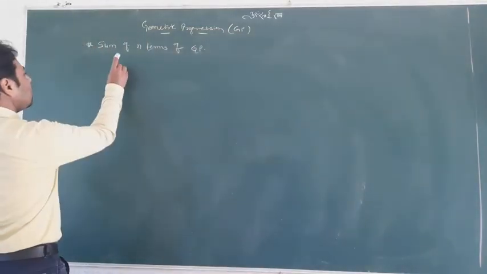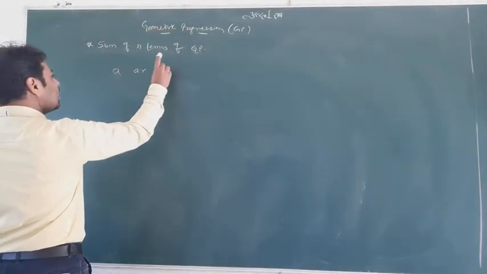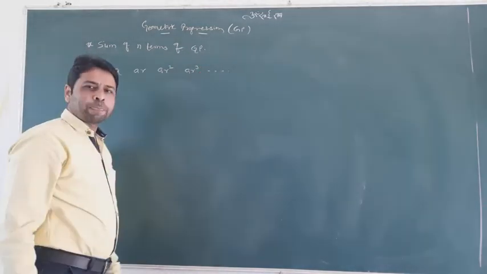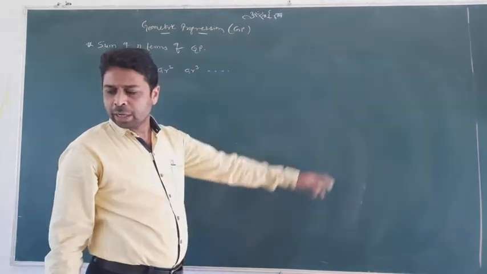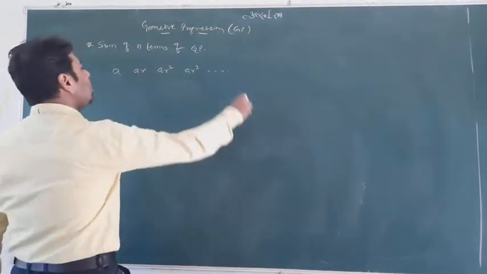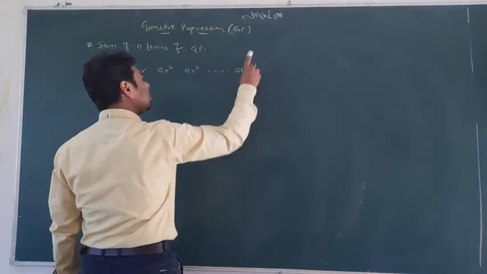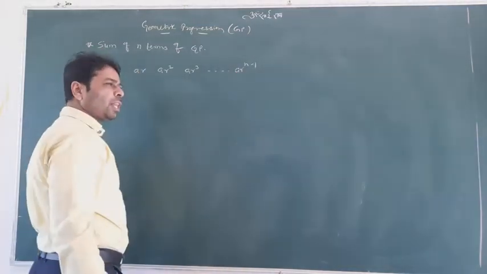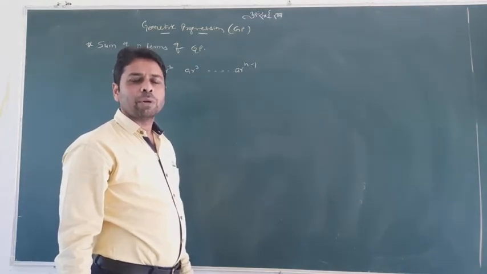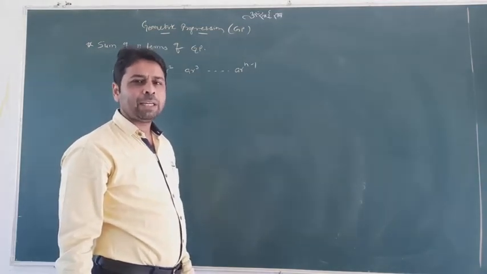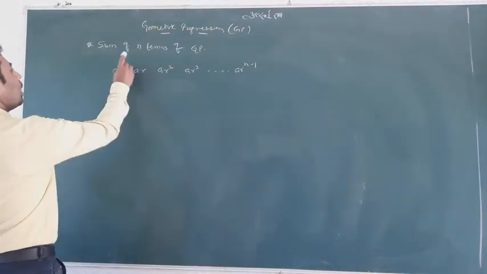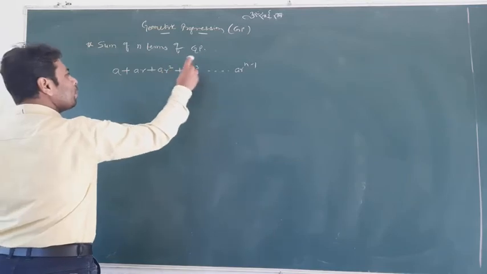Let me write: a, ar, ar square, ar cube, till the nth term. You remember this? Till the nth term it will go. The last term is ar to the power n minus 1. That's the last term, the nth term, meaning Tn. And I just want to use the plus sign between them.